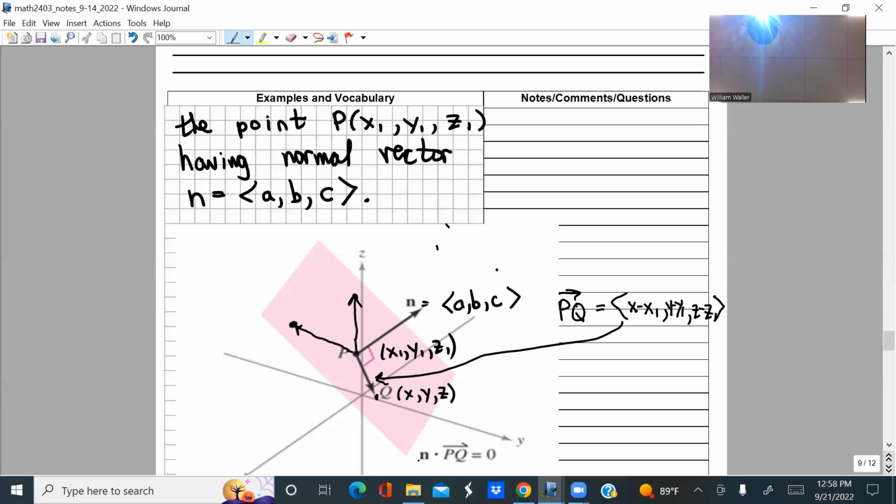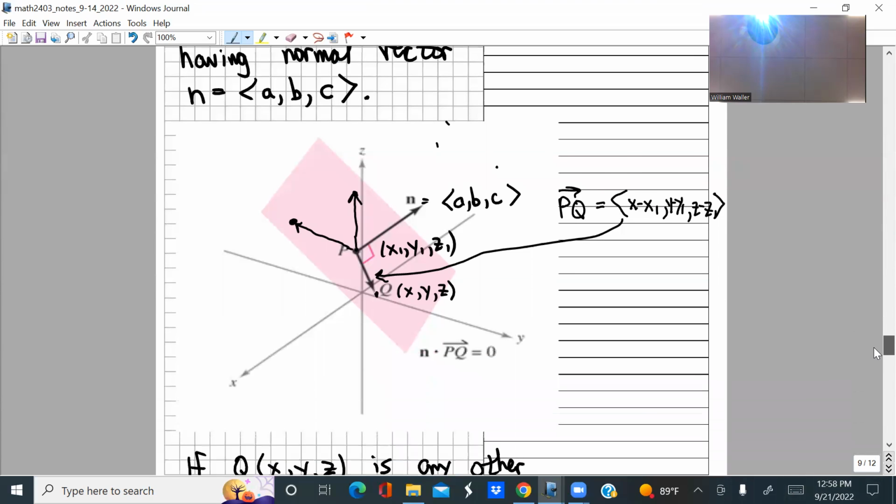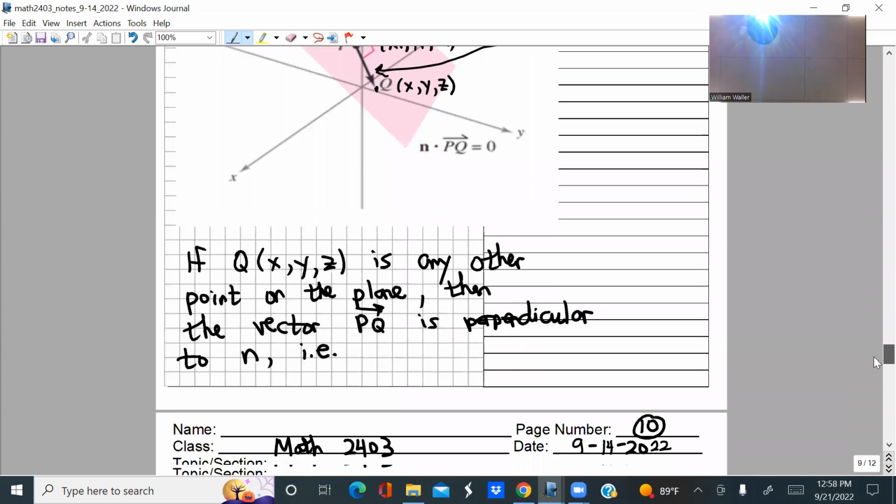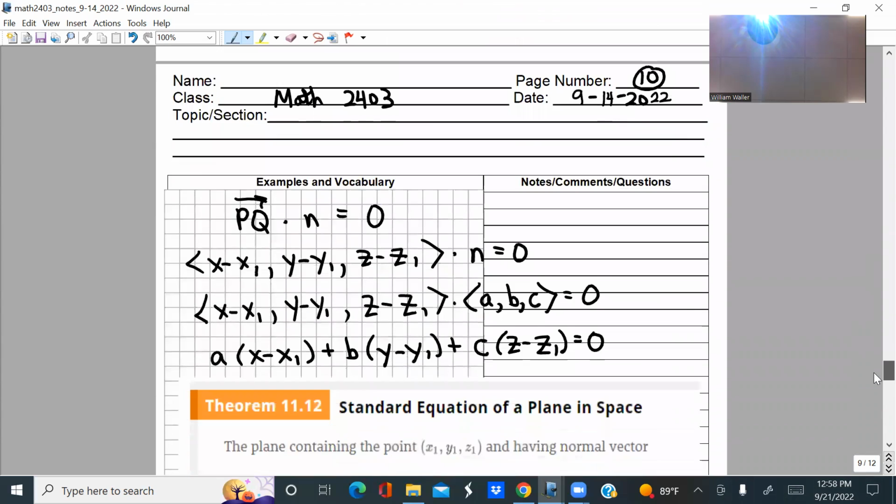Well, let's expand this equation and actually compute the dot product. So we know that PQ dot N has to come out to be 0. Well, here's PQ, and of course there's N.